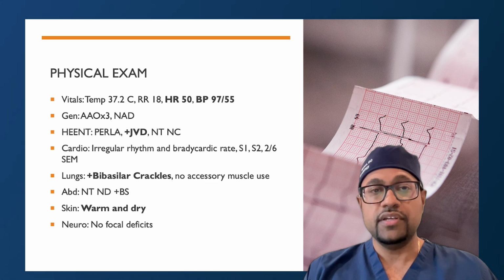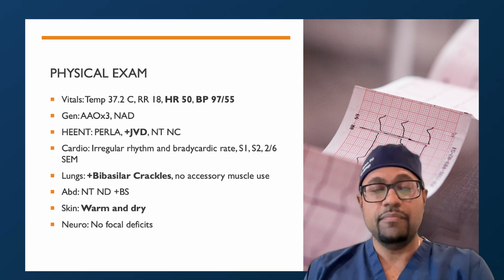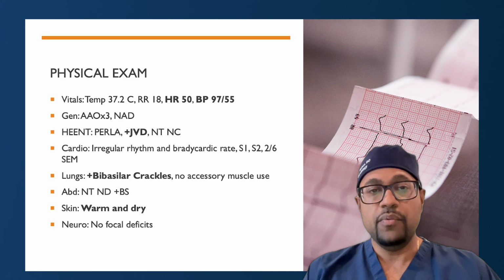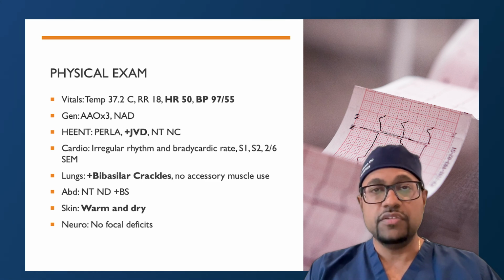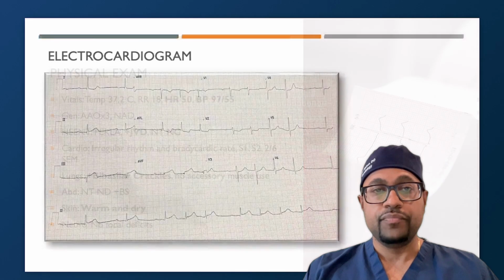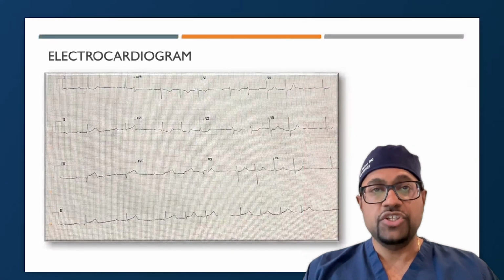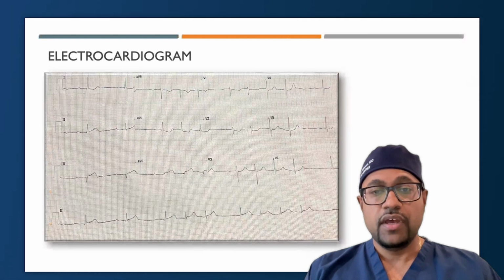They were alert and oriented, did have some evidence of heart failure with positive JVD, as well as bibasilar crackles when we auscultated their lungs. But they appeared warm and dry, so we weren't too concerned for cardiogenic shock, but definitely some concern for associated heart failure. So this is the EKG on arrival to the emergency room.